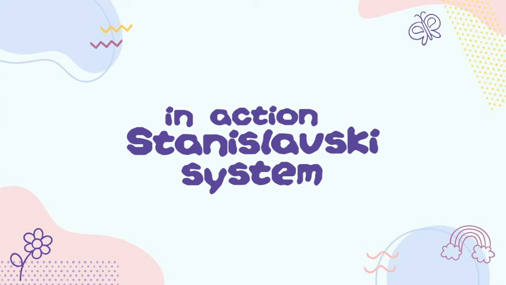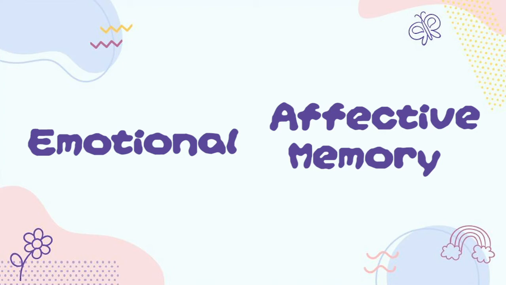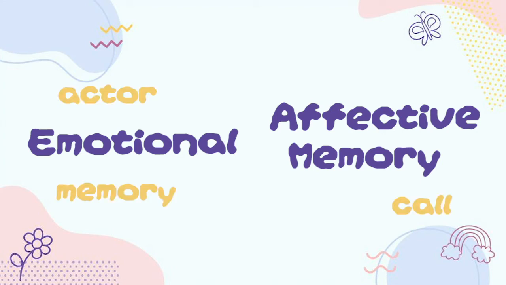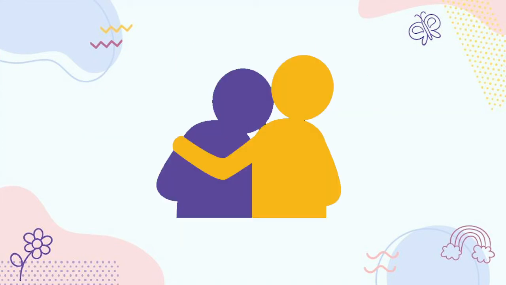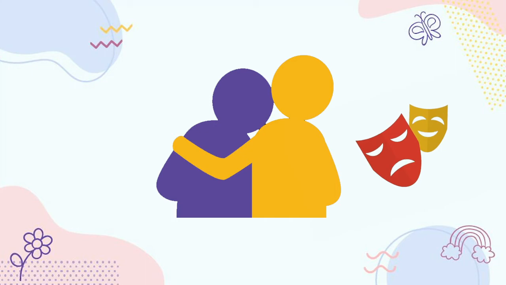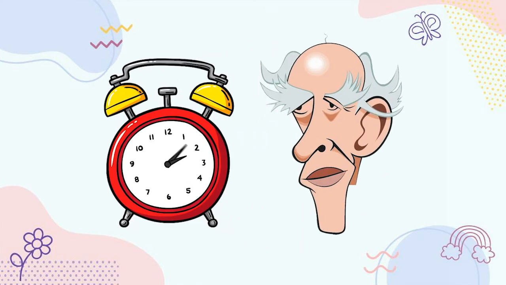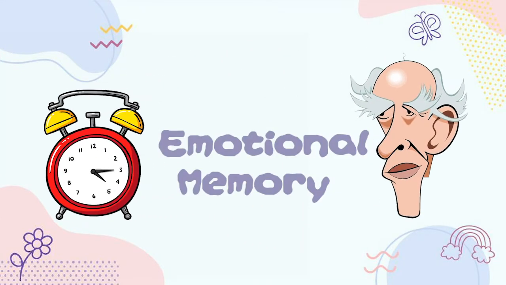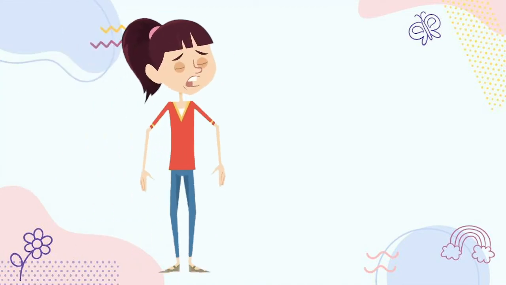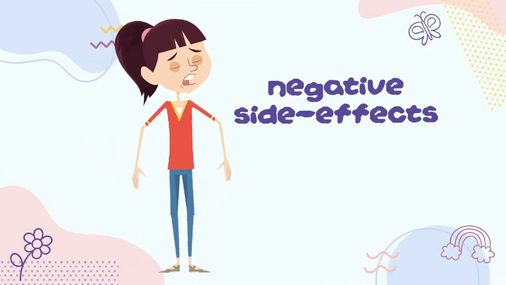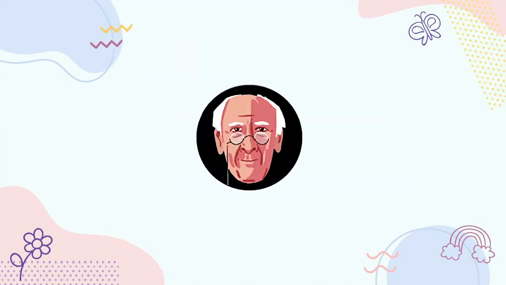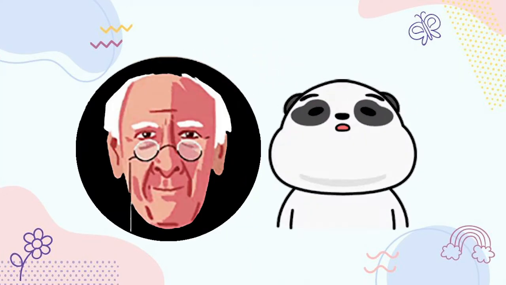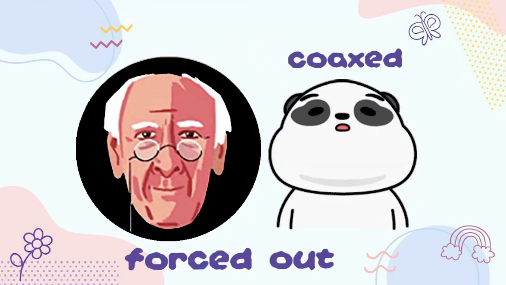To summarize, emotional or affective memory asks the actors to call on a memory similar in detail or sensation to their character's situation. Through empathy, the actor lives the character rather than simply reciting it. But toward the end of his time, Stanislavski began to doubt the safety of emotional memory. The method was exhausting and could have negative side effects if the actor drew on bad memories without a therapist or counselor. Stanislavski realized that unconscious feelings needed to be coaxed rather than forced out.